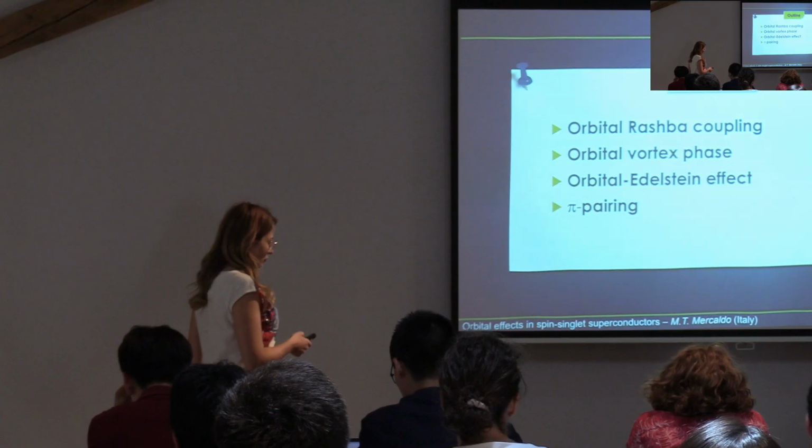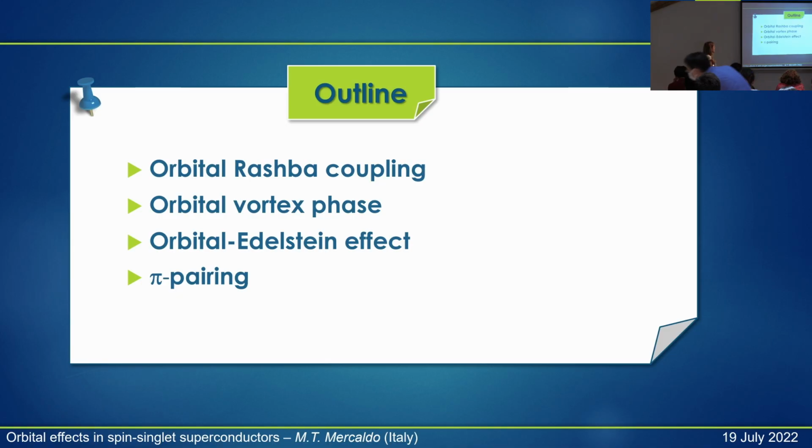Okay, so the outline of my talk is this. Actually, I gave a title with 3 subtitles, which are these: orbital vortex phase, orbital Edelstein effect, pi pairing, but I realize it's too much. And so after a brief introduction, I will talk only about the first 2 topics, hopefully, or otherwise only about 1.